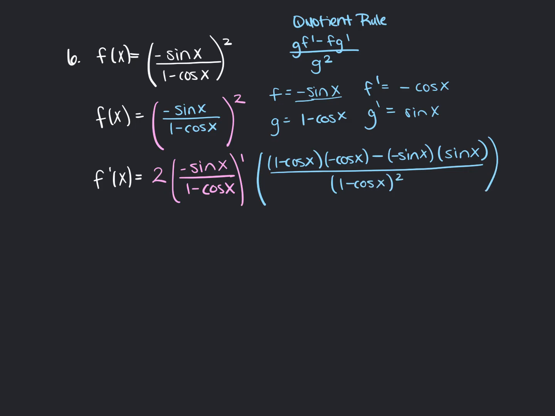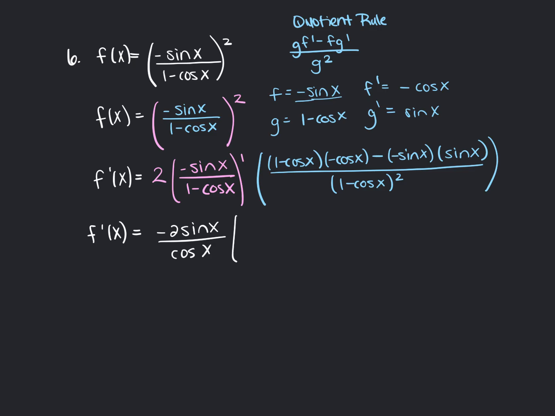We had a problem similar to this on the classwork problems. So now I've done the chain rule. I've just got to clean this guy up, okay? So we'll have 2 times negative sine x over 1 minus cosine x is negative 2 sine x over cosine x.